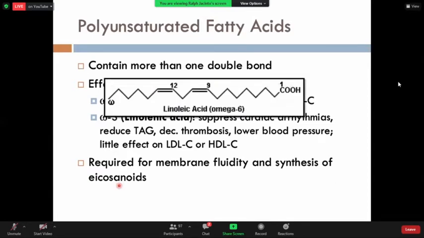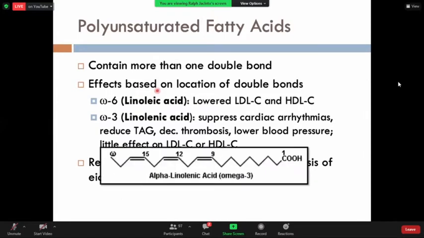So this is your omega-6 family. Omega-6, because if we count the number of carbons from the omega side, it would be at carbon number 6. This one. And then this one would be the omega-3. So from the omega side, it's at carbon number 3, the first double bond from the omega side.